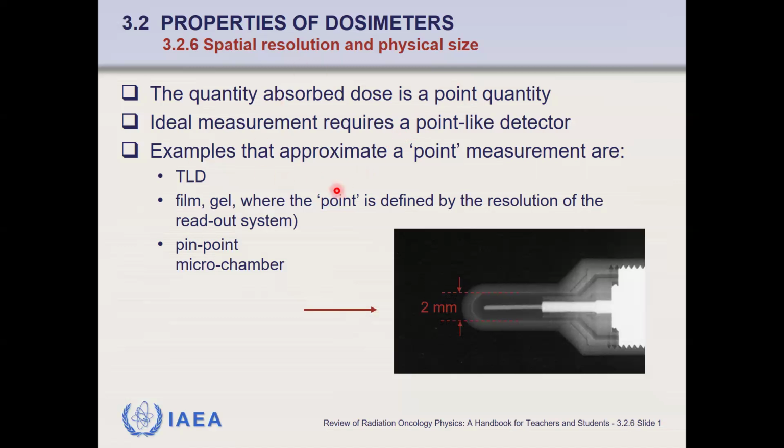So the spatial resolution is limited by the physical property of the detector. Achieving a true point measurement is often impractical due to the physical size and limitations of detectors. So the goal is to use detectors with small and well-defined sensitive volumes to approximate point measurements as closely as possible. The choice of detector depends on the specific application and the level of spatial resolution required. We choose according to the application and the spatial resolution that we need.